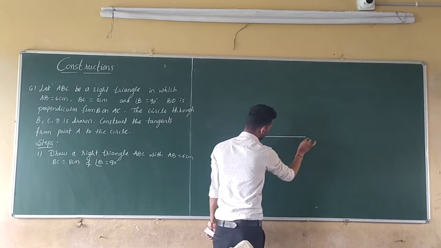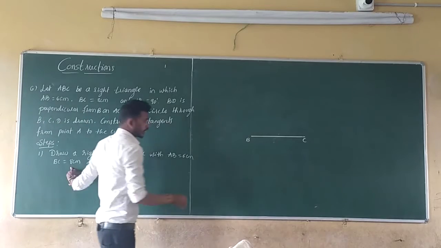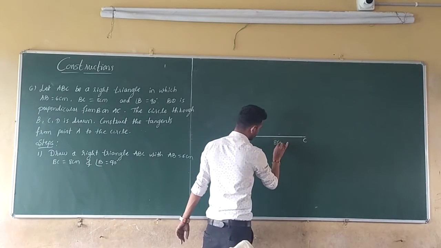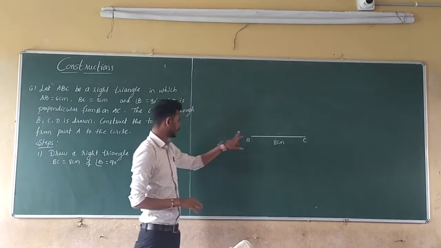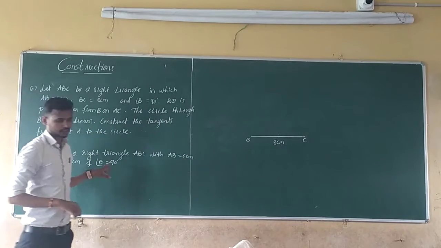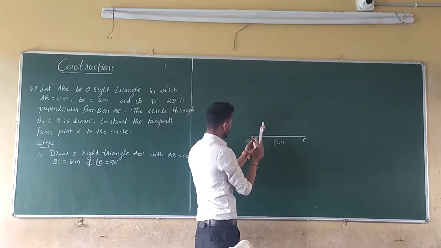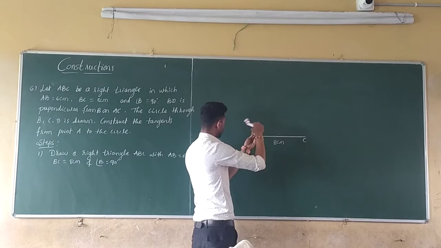Okay, this is line segment BC. How much is it? 8 cm. And next, angle B is how much? 90 degrees. So construct 90 degrees now, at the point B.